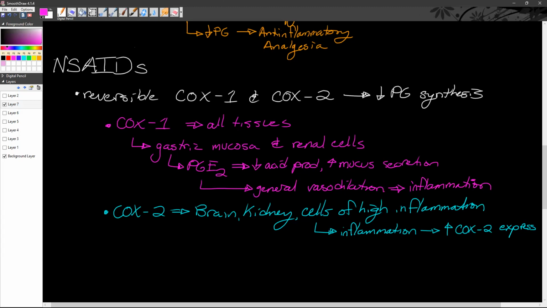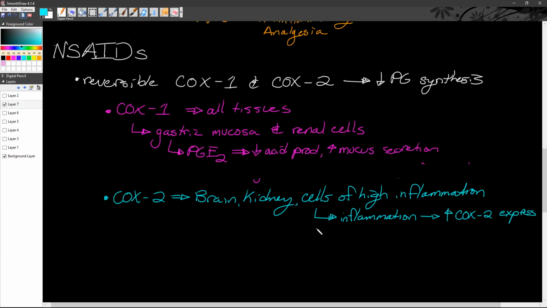Oops, I put that in the wrong section. Of course I did. So I meant to put that here. PGE2, vasodilation, inflammation.